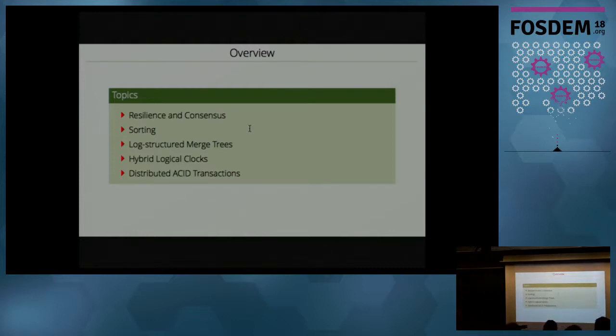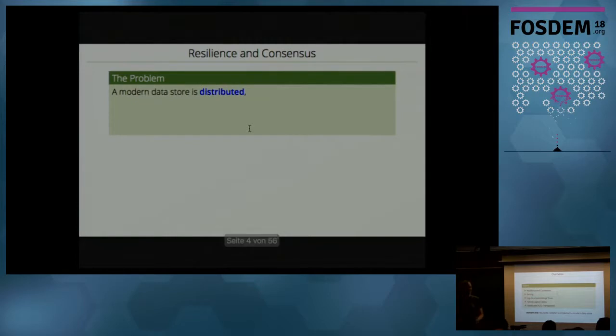So the toughest challenges that I've selected for this talk are, first of all, resilience and consensus, sorting, log-structured merge trees, which is a super important topic for us. Then we have hybrid logical clocks. And finally, how can we do this full ACID thing that you know from the single server relational world in a distributed environment, distributed ACID transactions. The bottom line of this talk is you need computer science to implement a modern data store. So you can try with trial and error, but most likely you won't succeed.